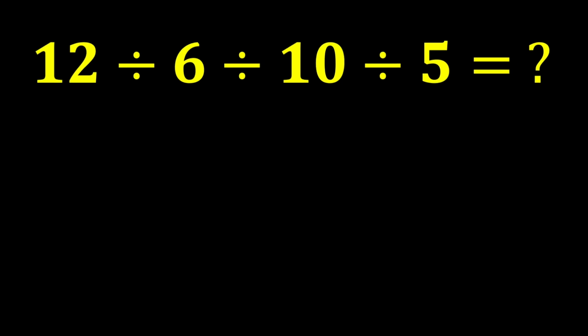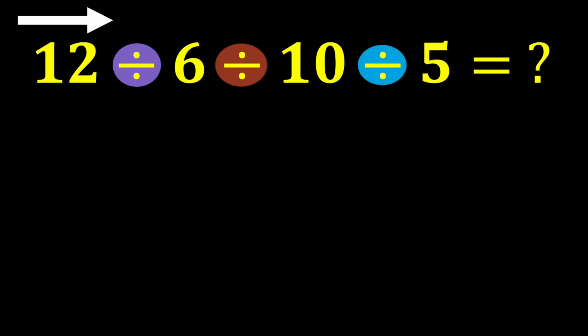12 divided by 6 divided by 10 divided by 5. In this expression, there is more than one division, and since divisions have equal priority, we move from left to right and perform the divisions in order. First this division, then this division, and finally this division.